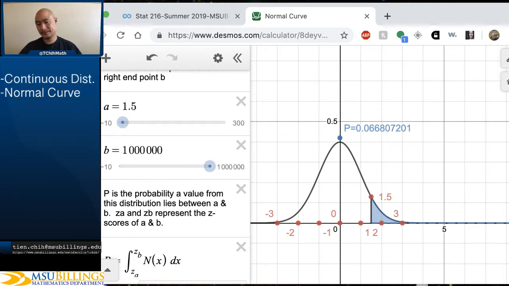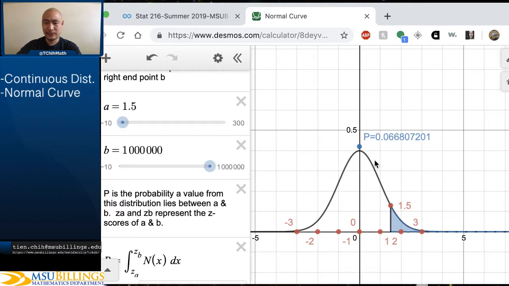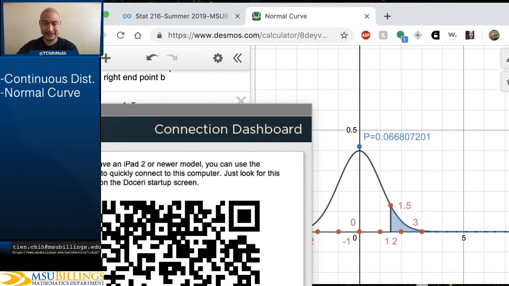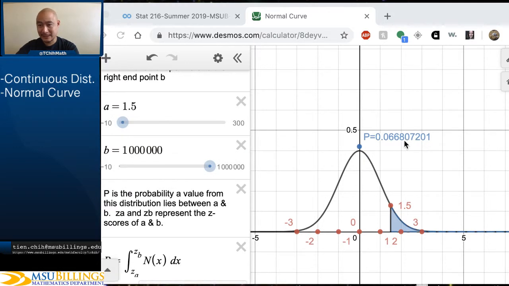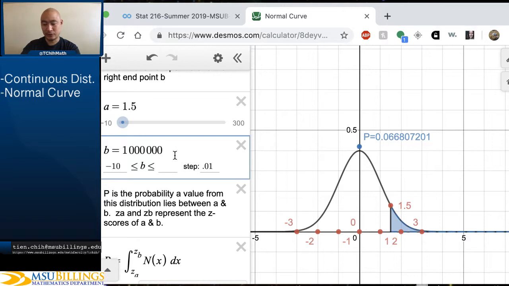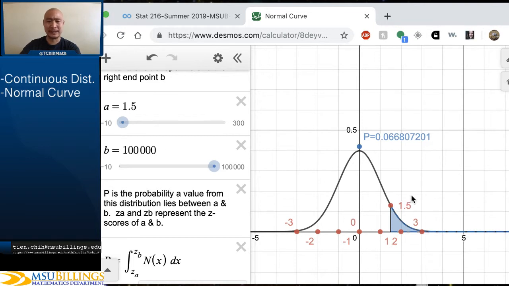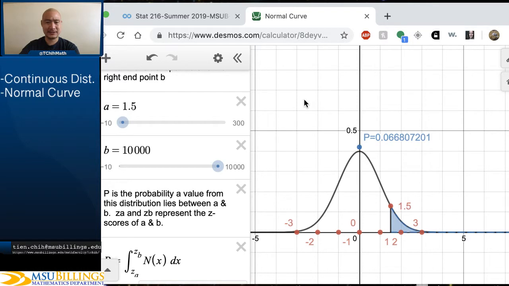And so we get an accurate enough estimation of that area, which is about 6.680721%. And notice that I could chop off a whole zero, and it doesn't really change this area, because the difference between 100,000 and a million, well, it's 900,000, but there's practically no area out there. So I can chop off a bunch of zeros and it makes really no difference at all, right?